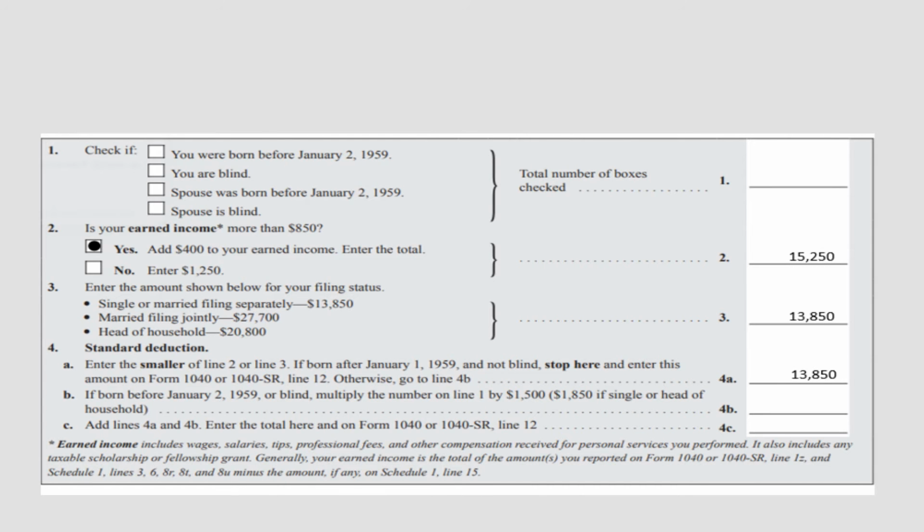Line 1 of the standard deduction worksheet will be left blank, as none of those stipulations apply to you. Line 2, you will add $400 to your earned income, which is $15,250. On line 3, since you are single, you will put $13,850. On line 4, you will enter the smaller of line 2 or line 3, which is $13,850. Since you were born after January 1st, 1959, and you're not blind, you will stop here and you will enter this amount on line 12 of your Form 1040.